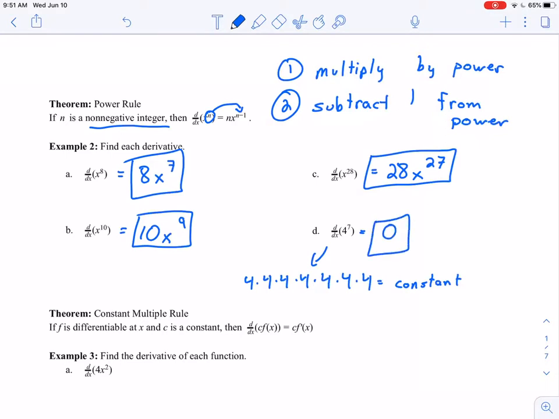So please, please, please be very careful. This is something that will pop up from time to time. This will be a trick question you'll see every now and then. If you have a constant raised to a power, derivative of that is always going to be 0. It's only if we have our variable raised to some power, so x to some power, or t raised to some power, that we're going to be using this power rule.